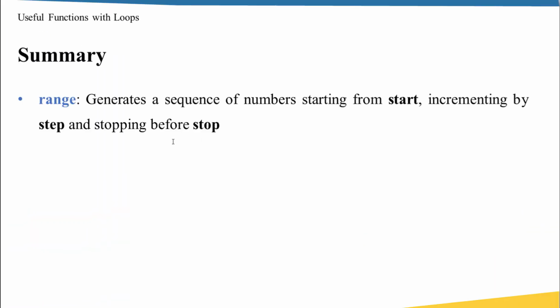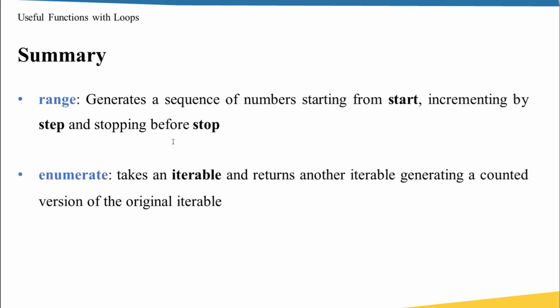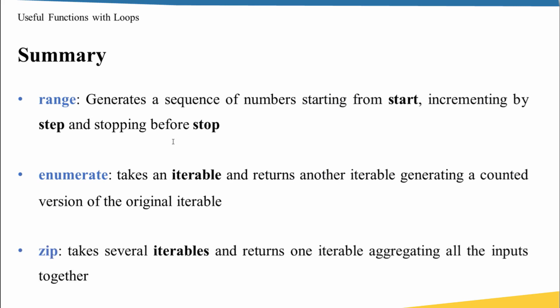Now let's summarize what we have learned in this lecture. We have learned about 3 functions that can be used with a for loop. The first function is range, and range generates a sequence of numbers starting from start, incrementing by step, and stopping before stop. The second function is enumerate, and this function takes an iterable and returns another iterable, generating a counted version of the original iterable. We also saw the zip function, and zip is a function that takes several iterables, as many as you want, and returns one iterable aggregating all the inputs.